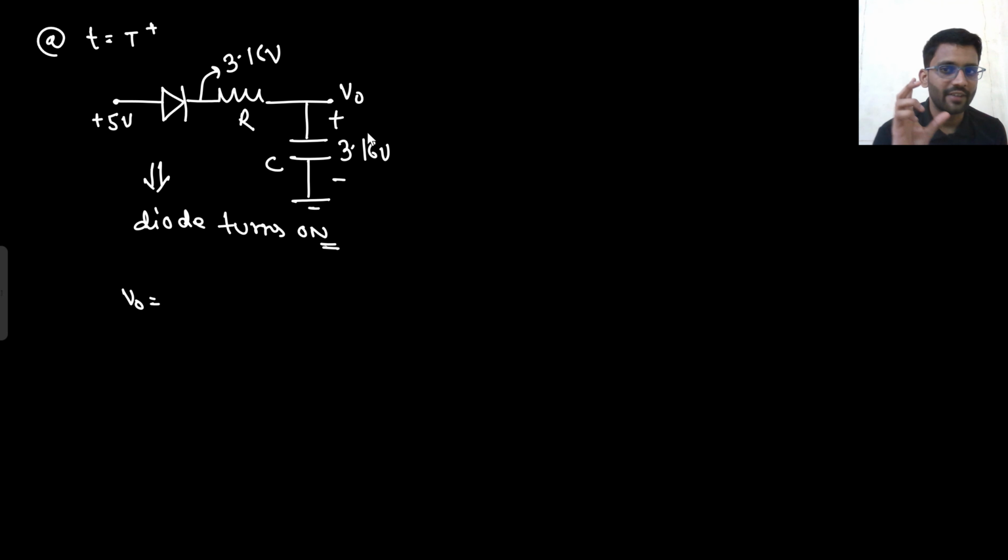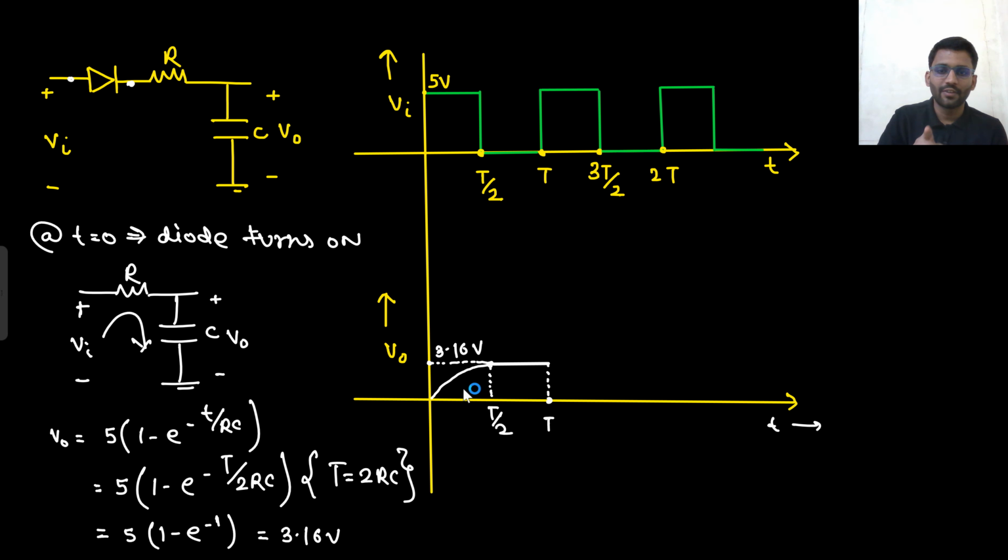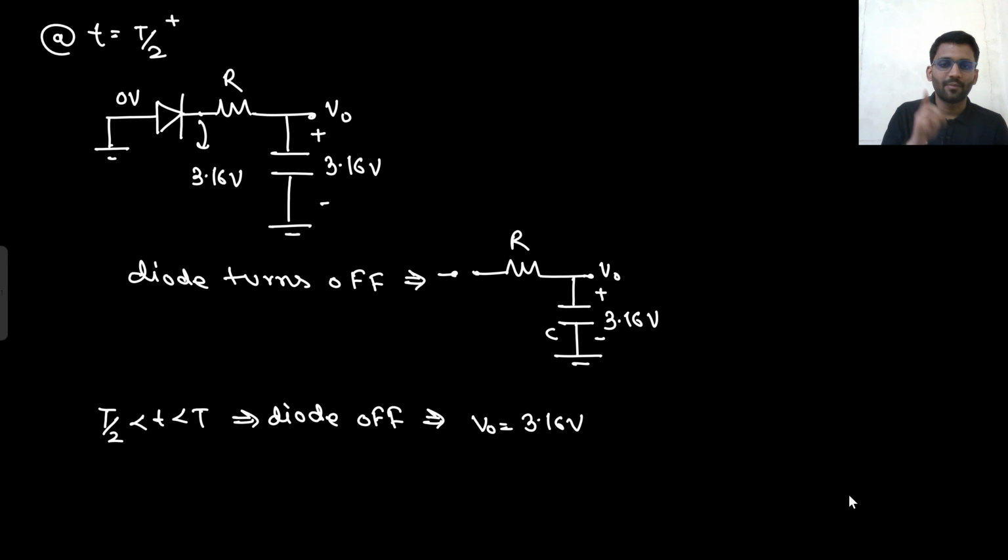Initially it is already having 3.16 volt and it wants to go to 5 volt. So 5 plus (3.16 minus 5) e to the power minus (t minus T) by RC. Why t minus T by RC? Because we are starting from time T. Here we were starting from t equals 0, so I wrote t minus 0 by RC. And here we are starting from time t equals T, that's why I wrote t minus T by RC.